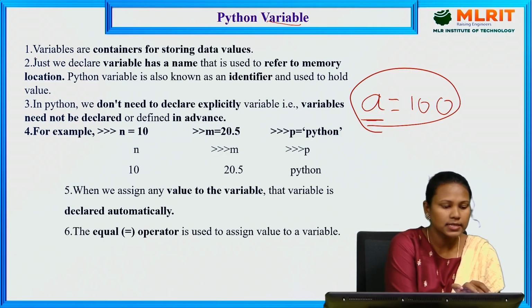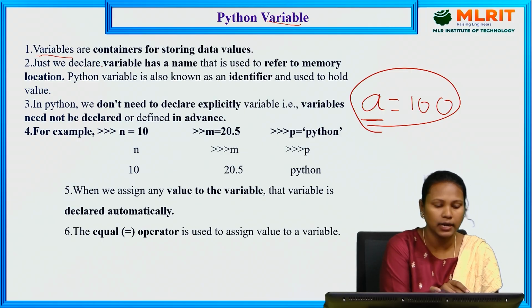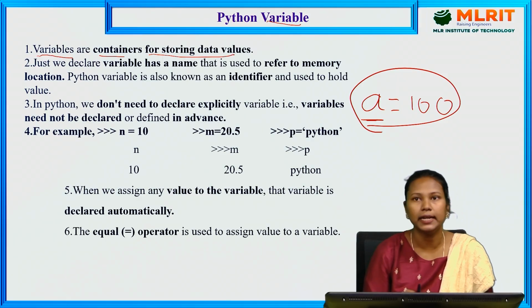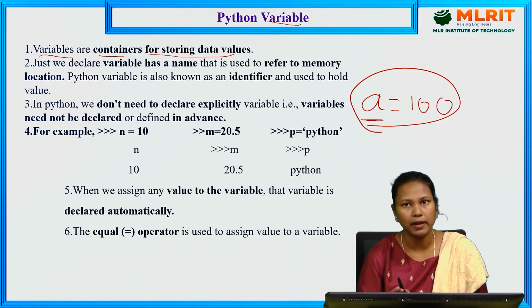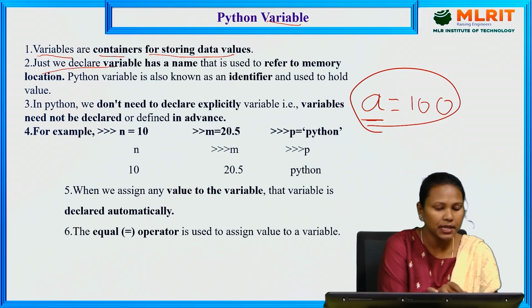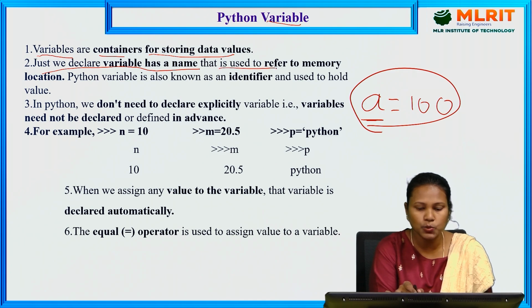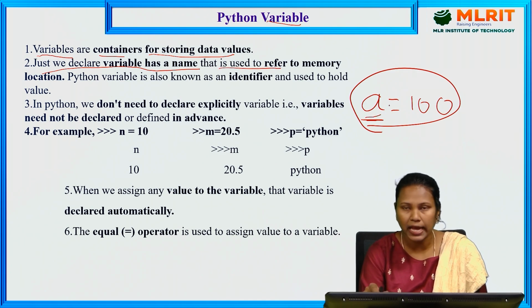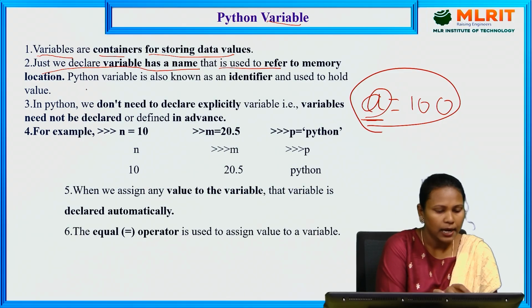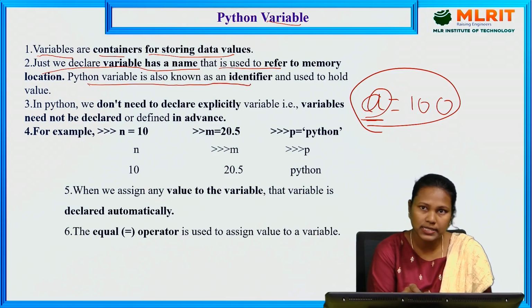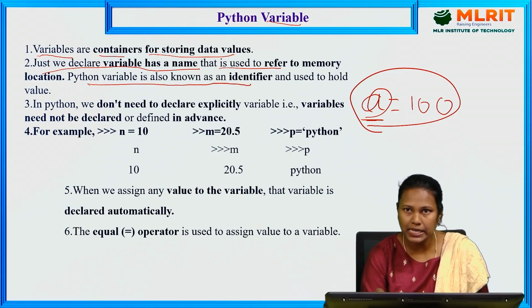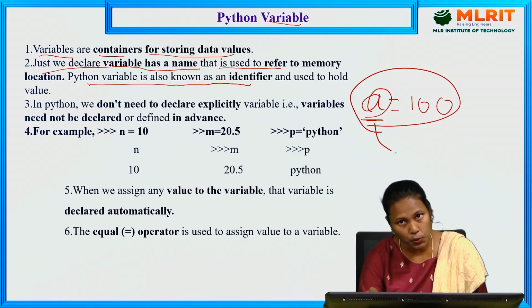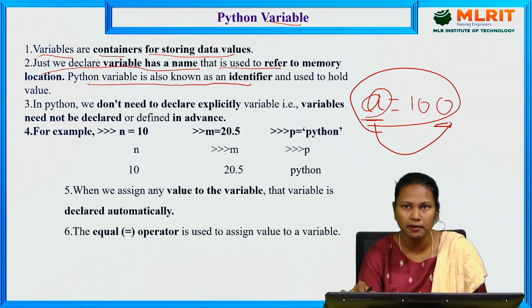The first point: variables are containers for storing data values. It stores the values. A variable has a name that is used to refer to a memory location, so with the help of this we are referring to the value. A Python variable is also known as an identifier. So A is an identifier and it is also a variable because it holds the value.